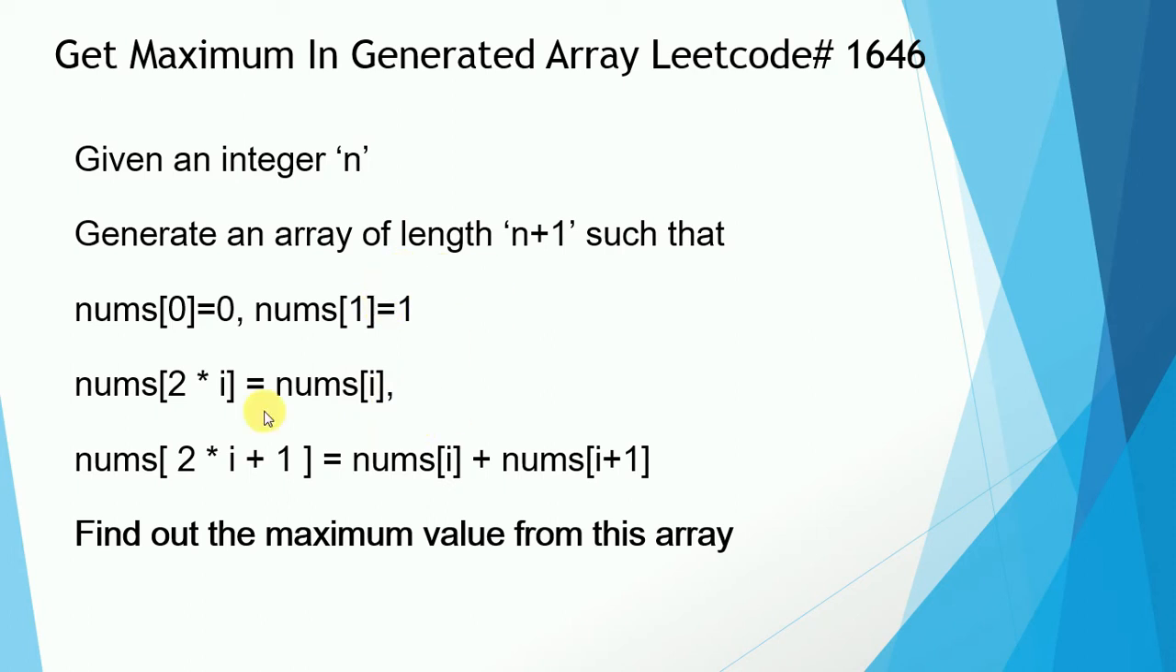Similarly, if I replace i by 1, then the resulting index is going to come out as 3, but it will be equal to nums of i, which is nums of 1, plus nums of i plus 1, which is nums of 2. It is going to be the addition of the value of the cell at index 1 and the value in the cell at index 2. All you have to do is find out the maximum value from this array nums.